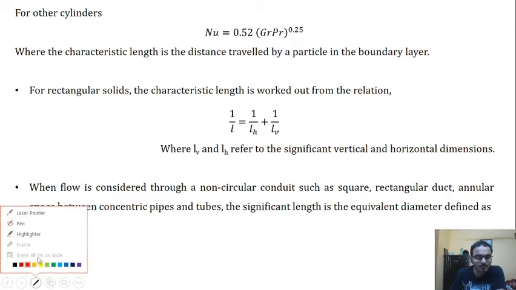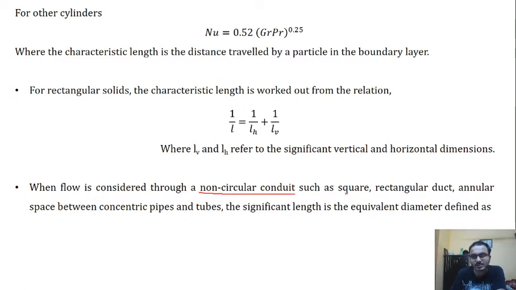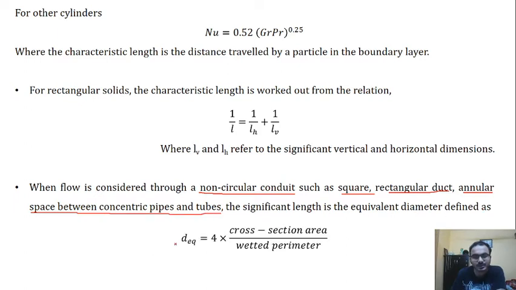When the flow is considered through a non-circular conduit such as square, rectangular duct, annular space between concentric pipes and tubes, the significant length is equivalent diameter defined as this, that is D equivalent is equal to 4 into cross sectional area divided by wetted perimeter.